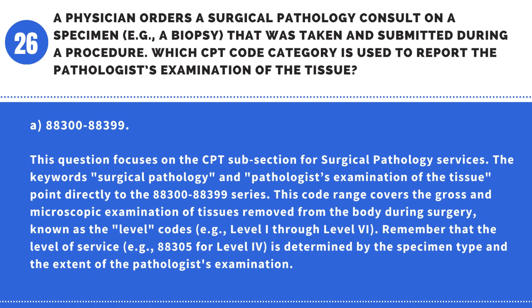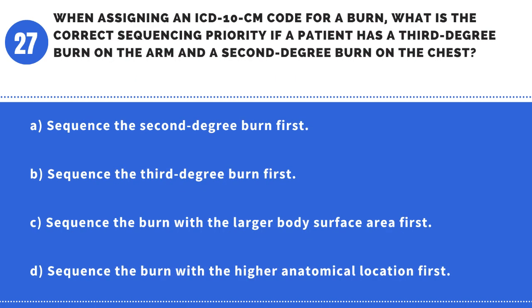88399. This question focuses on the CPT subsection for surgical pathology services. The keywords surgical pathology and pathologist examination of the tissue point directly to the 88300 to 88399 series. This code range covers the gross and microscopic examination of tissues removed from the body during surgery, known as the level codes, e.g., level 1 through level 6. Remember that the level of service, e.g., 88305 for level 4, is determined by the specimen type and the extent of the pathologist's examination.